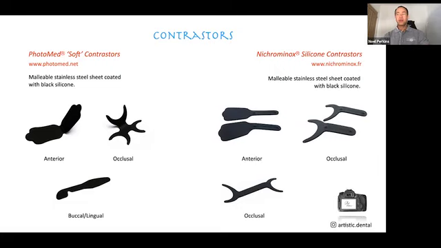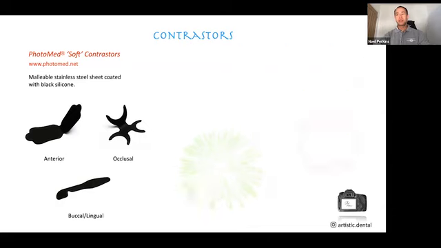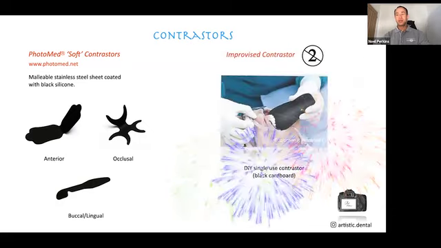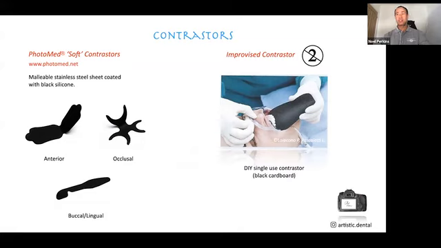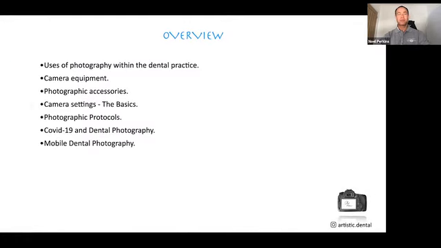Now, if your budget does not stretch to these, these are a good investment, whichever one you choose, then you can improvise. Take a little bit of black cardboard, cut it to shape, and this is your single-use contraster. So you can experiment with this before you buy them.